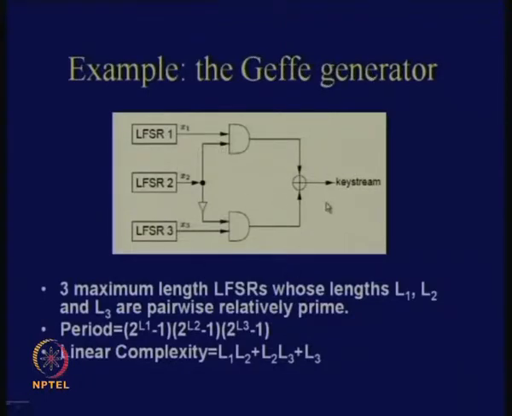This is something called a Geffe generator. See that there are 3 LFSRs here, each producing one output, and this is the key stream. If I box this, then this is my f. What is the form of f here? You take x1, you take x2 and you AND them. So it is x1 x2 XORed with x3 x2 bar.